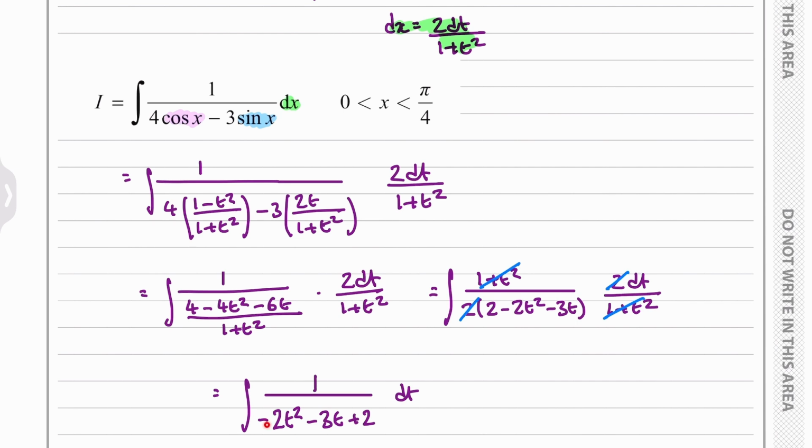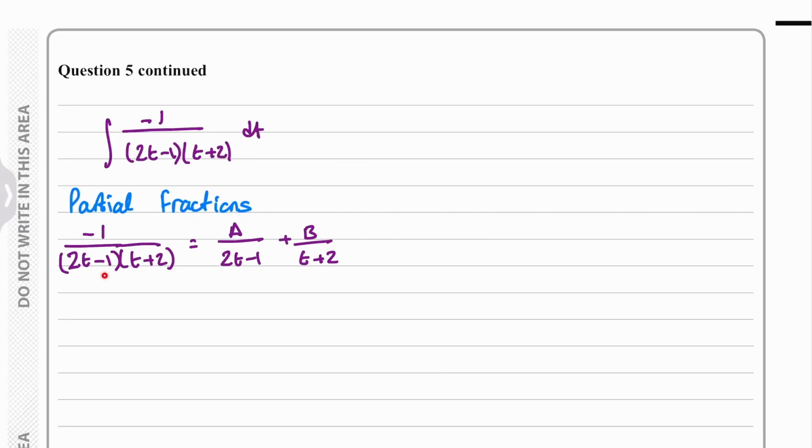Now I'm going to pull out the -1 to our numerator, and I'm going to factorize this quadratic. So we get -1 over 2t minus 1 multiplied by t plus 2, all integrated with respect to t. And to evaluate this, we can use partial fractions. So we'll multiply everything by this denominator, and we get all of this. So we'll let t equal -2, so we'll get -1. This t term will go, and then here we'll get -5b. So b will equal 1/5.